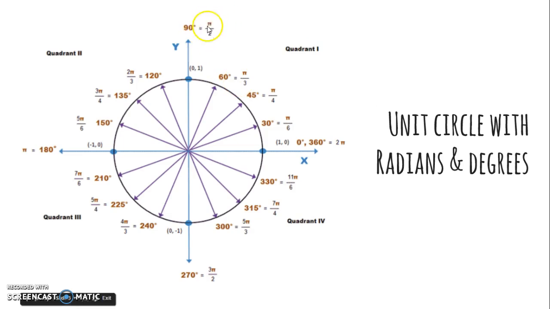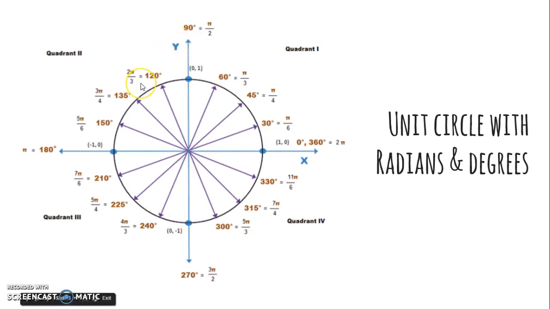Next, we go to pi over 2. Think about it as 3 over 6: 1 over 6, 2 over 6, and 3 over 6. When it's simplified, it's half. And the 1 is replaced with pi, and it's going to be pi over 2. So pi over 2 equals 90 degrees, when you add 60 and 30 to get 90.